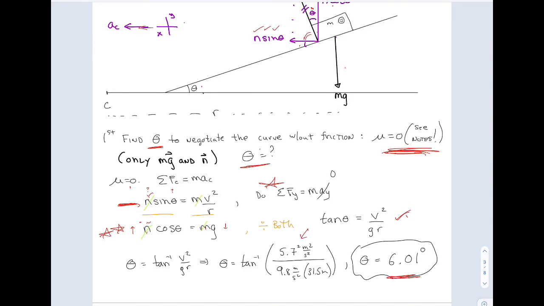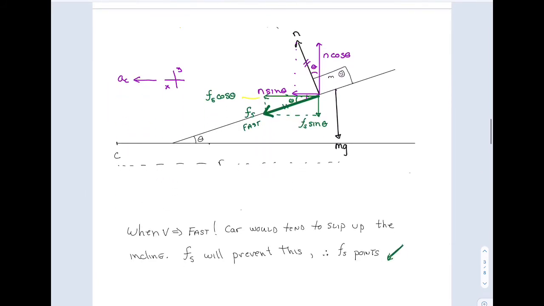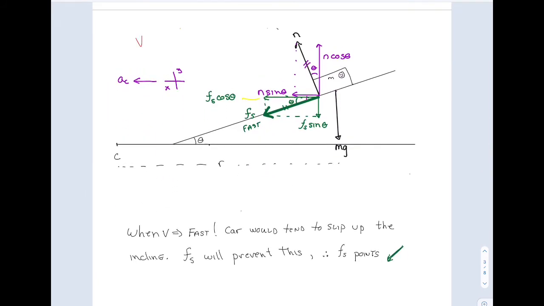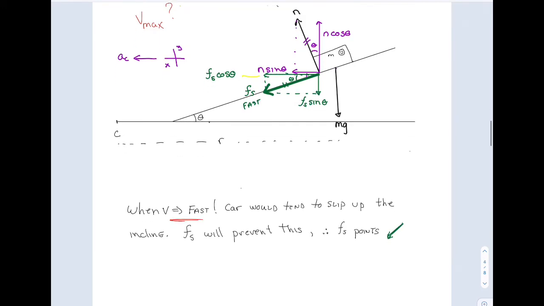When there's no friction. Now the problem says there is friction. I want to find the fastest this car can go around the curve without skidding. Now the car's going fast, it would tend to slip up the incline. Friction's preventing this, and that's why it points in the direction that it does. Friction points downward, in a direction that opposes the relative motion between the car and the road. The car wants to slip up; friction's preventing that from happening.